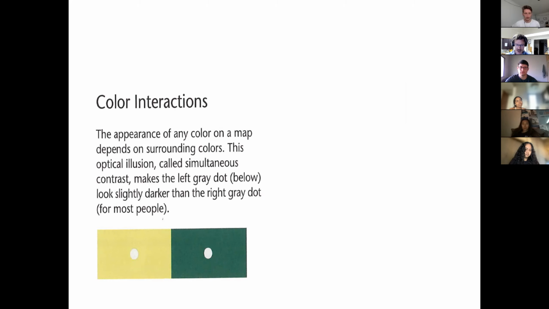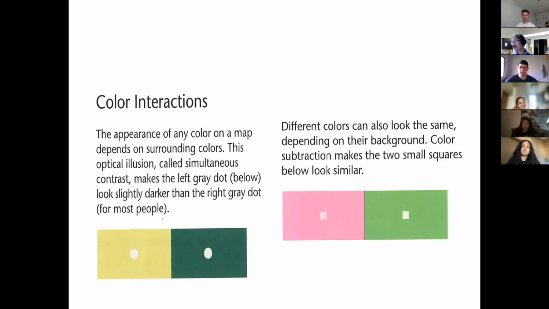So for this set of colors here on the left, you've got this yellow and green. Those two dots in the middle, they're actually the same color, but the one on the left in the yellow looks a little bit different, right? And it's because of the contrast between the background colors. And this can go the other way too.